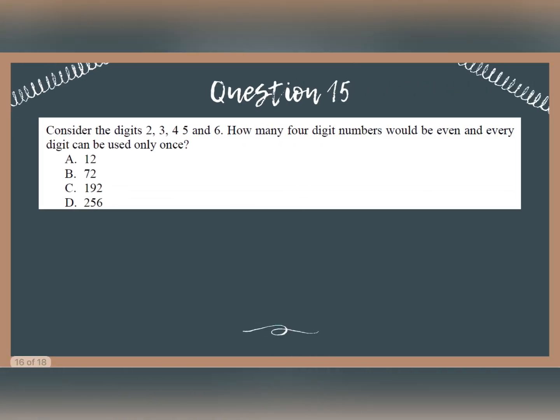Next, question number 15. Consider the digits 2, 3, 4, 5 and 6. How many 4-digit numbers would be even? And every digit can be used only once. So no repeat. Okay. So 4-digit numbers. 1, 2, 3, 4. Okay. This one melibatkan permutation. Even numbers dia akan berakhir dengan nombor 2, 4 atau 6. Okay. So that means dekat tempat yang belakang sekali akan ada 3 pilihan nombor.